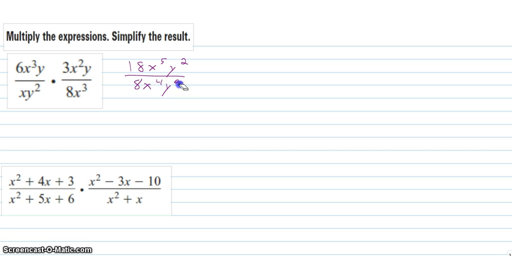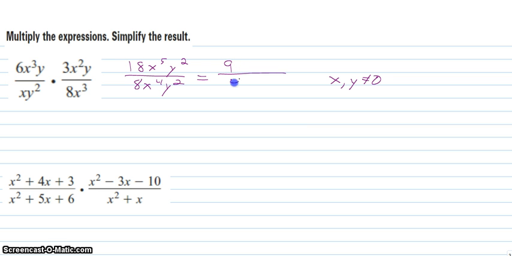Now I'm looking at these and I see, alright, well, 18 and 8, both divisible by 2, so I also see that x and y are not equal to 0, because those are both in my denominator. So 9 over 4, a 5 minus 4 is just a positive 1, so I have 1x left in my numerator, and y squared over y squared, both cancel out. So all I am left with is 9x over 4, where x and y both cannot equal 0.